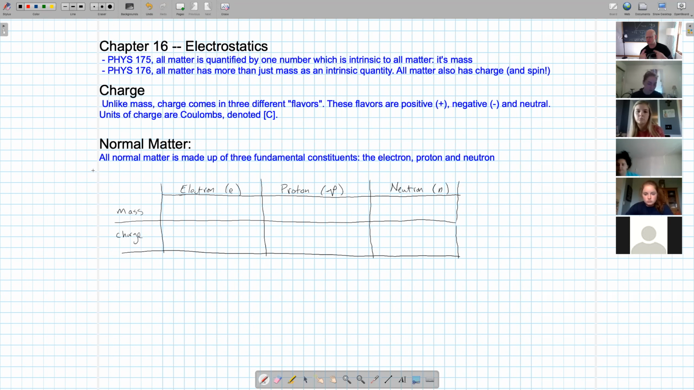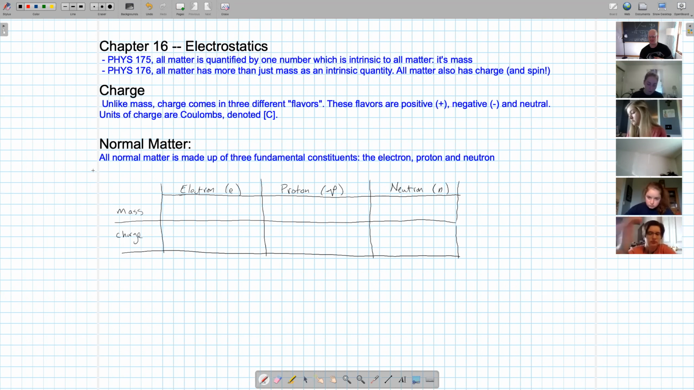What we talked about in physics 175 was that all matter was quantified by one single quantity, which was intrinsic, meaning it was inherent to that object, which we called its mass, right? So all matter had this one quantity, mass, and then we knew everything else about it based off its mass. If we knew its mass, we knew its gravitational force, and under different contexts, we also knew how it was going to move, etc.